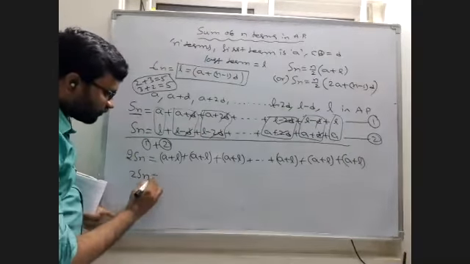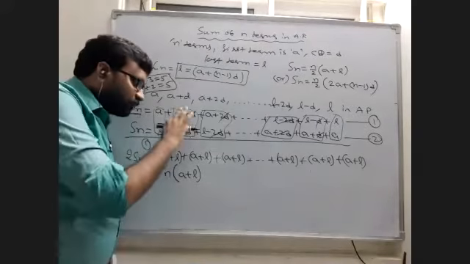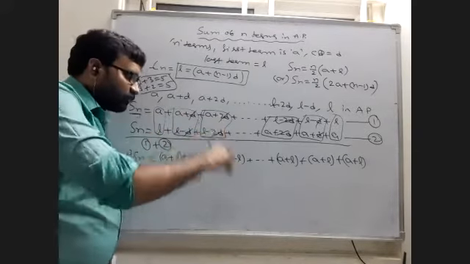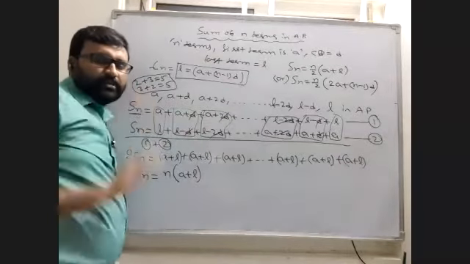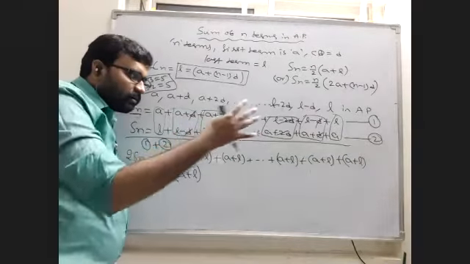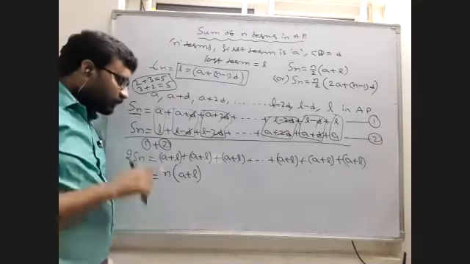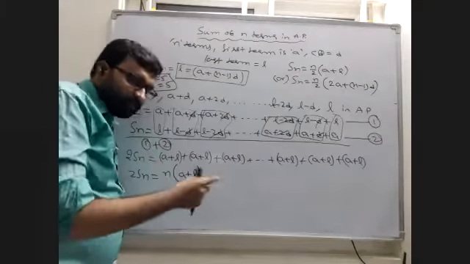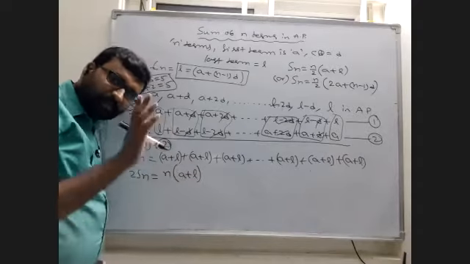N times of A plus L we have. Very important step this is. We are adding these two now, we are getting A plus L, A plus L, A plus L, A plus L, A plus L, like that N times. All A plus L terms. That's why I'm writing all in addition, that is N times we have. Okay, that is N into A plus L. A plus L we have N times, that is N into A plus L.